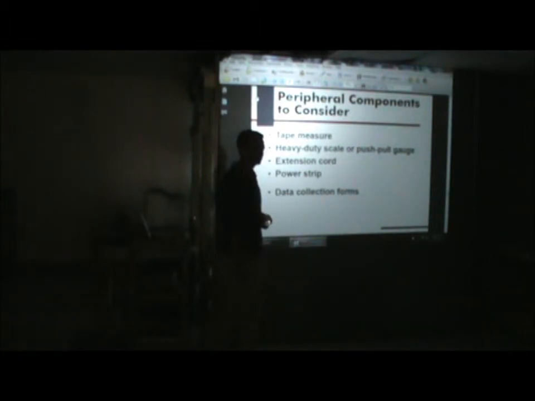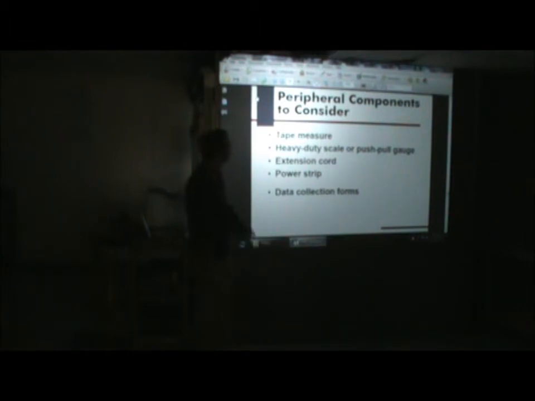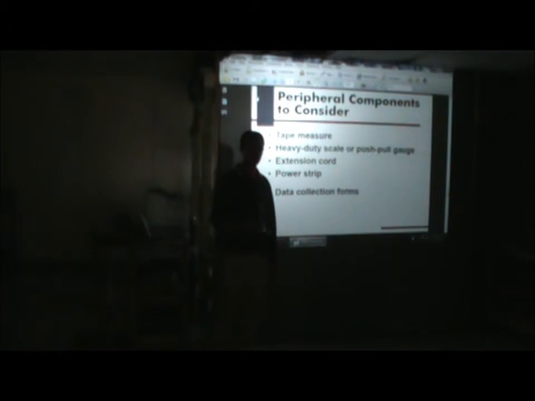Measured distance, yeah, the horizontal distance away from L5S1 or the spine. You may need an extension cord or a power strip. And then data collection forms to help you do a task analysis, break it down, and see which specific lifts you want to analyze.